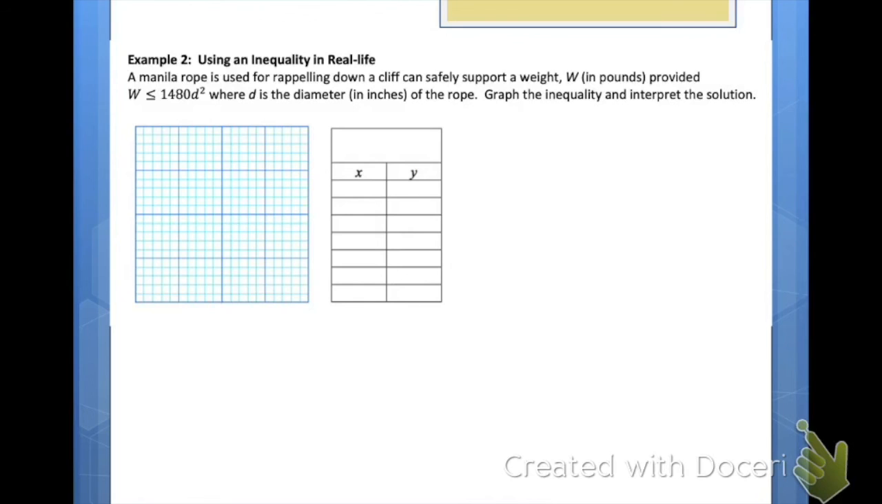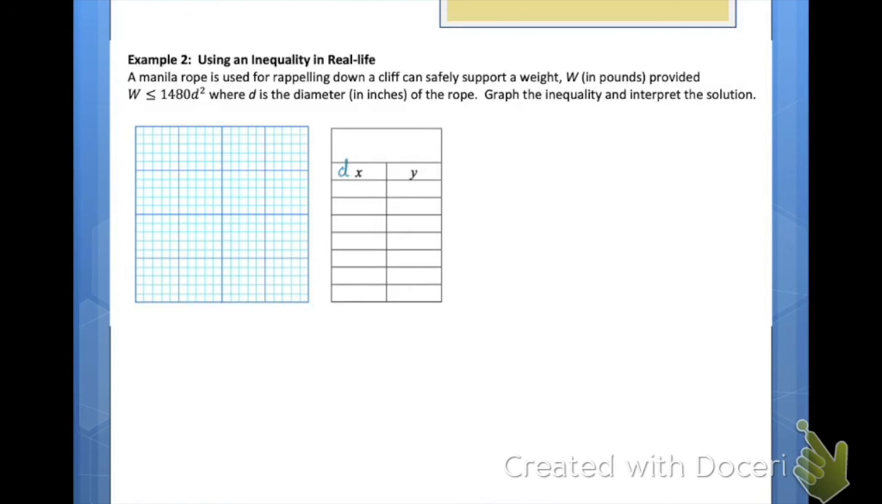Example 2. So here's a real-life situation. A manila rope is used for rappelling down a cliff, and it can safely support a weight, W in pounds, provided weight is less than or equal to 1,480 d squared, where d is the diameter in inches of the rope. Graph the inequality and interpret the solution.